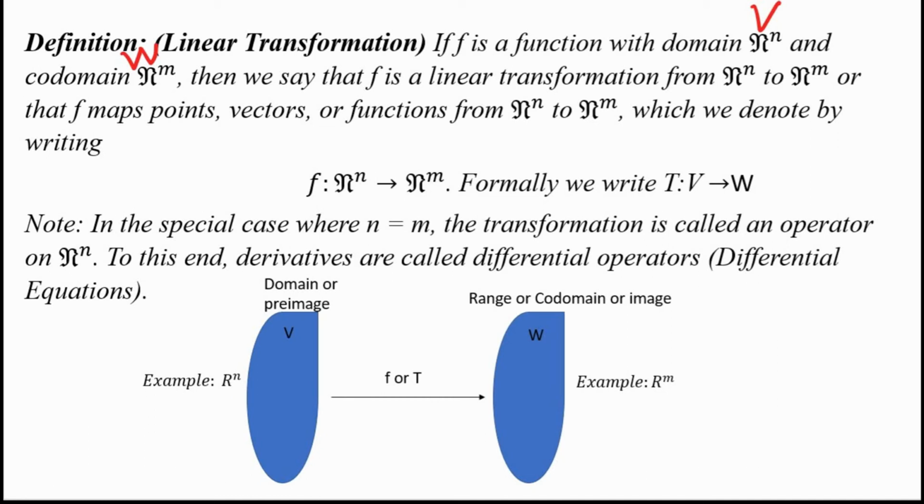Simply means that f is the function. The transformation is a function that maps vectors from one space to another space. It maps vectors, points, functions from one space to the other. And so we look at this transformation in terms of a function, but mathematically we use the generic statement here: we have a transformation. Again, the special case, if n is equal to m, the transformation is called an operator.